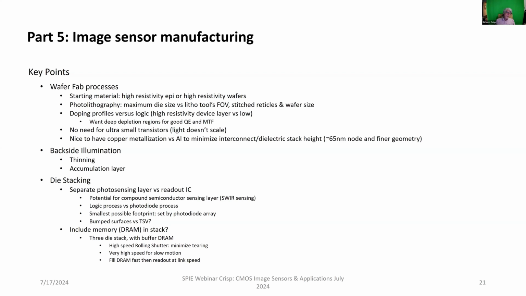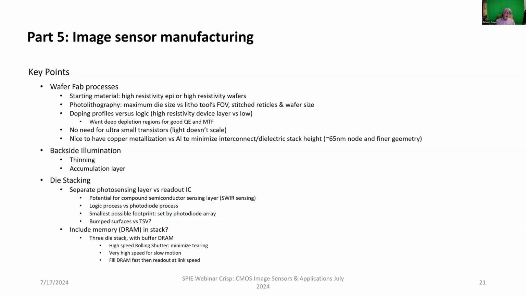In order to get really good small pixel performance and so forth, backside illumination is increasingly used, and the manufacturing implication of that is you have to thin the wafers to be something like 10 to 20 microns thick, and where you've cleaved the backside where the light's going to shine in, you want to passivate that by putting an accumulation layer so you don't create a bunch of trapping sites for the generated charge.